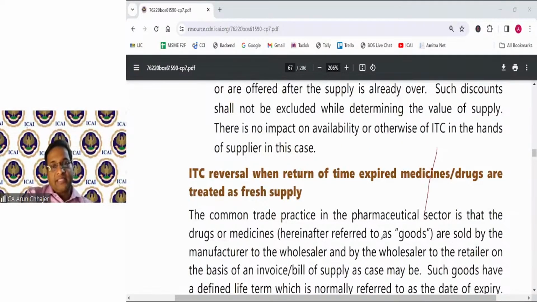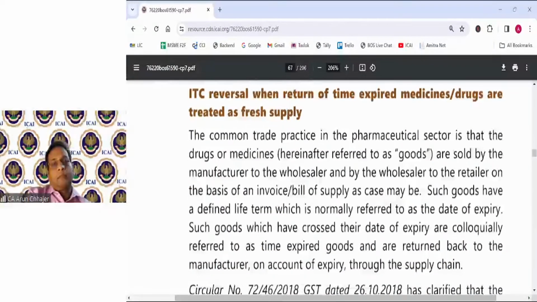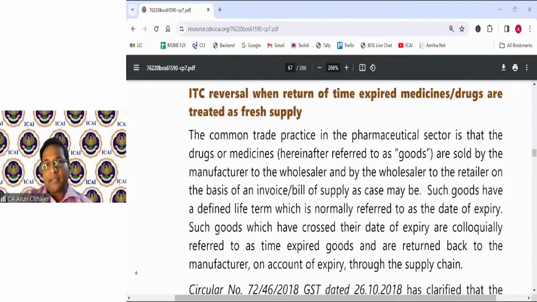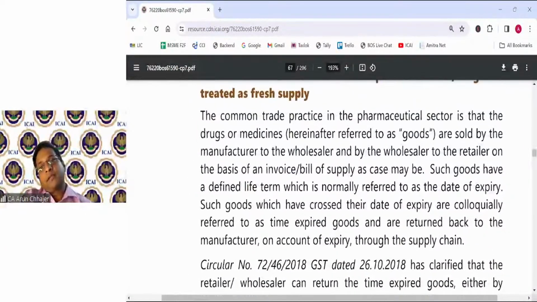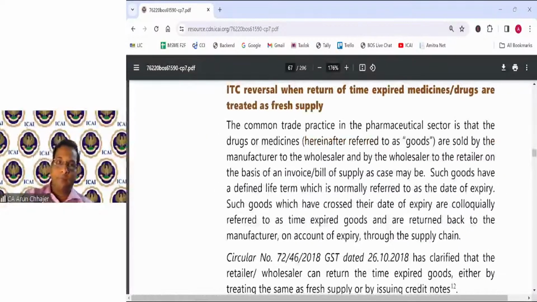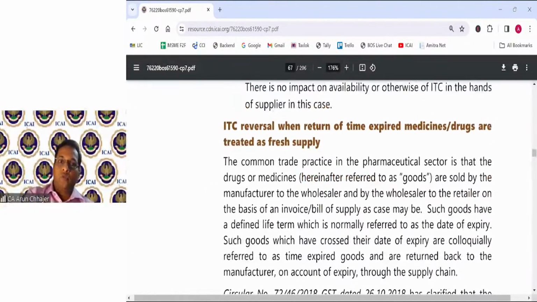ITC reversal when returns of time expired medicines or drugs are treated as fresh supply. This is one of the points in Circular 72, which has clarified the process for time expired medicine. So the time expired medicines are treated as fresh supply.